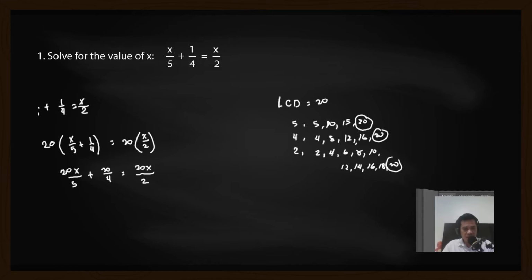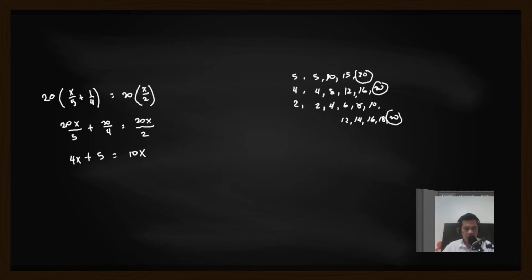Next, 20 divided by 5, we have 4, and then just copy x. Plus, 20 divided by 4, we have 5 is equal to, so 20 divided by 2, that is 10, just copy x. Now, to find the value of x, we need to combine like terms. So, we have here 4x, and then 10x. So, they have the same variables. So, what we're going to do, we're going to combine this one.